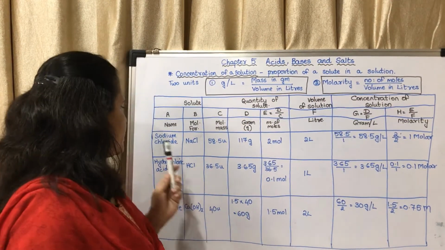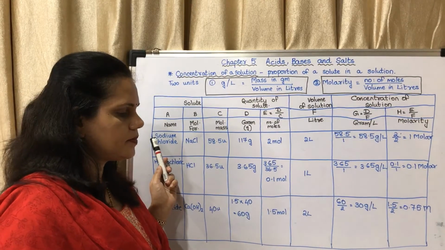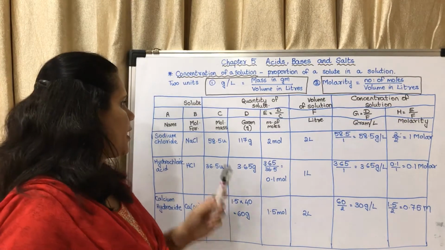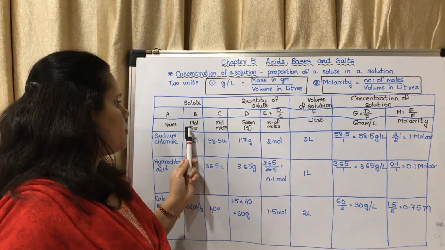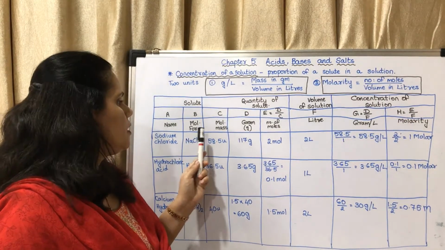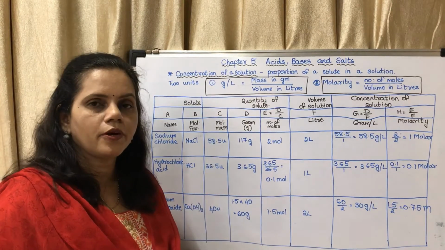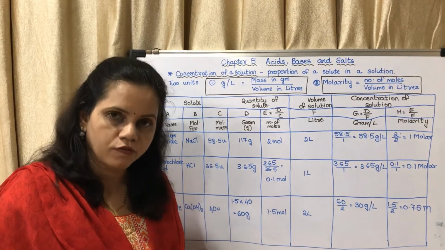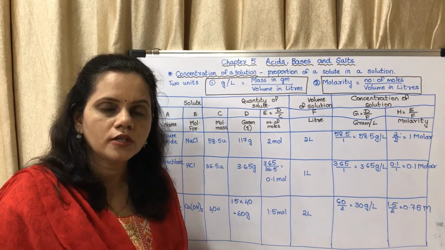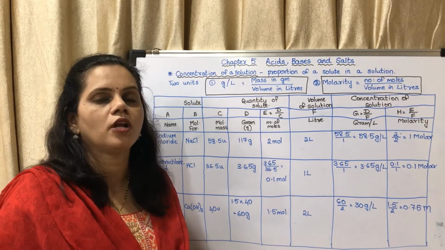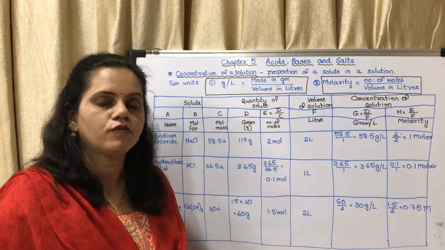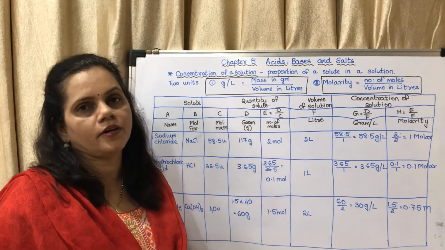Okay. First one is sodium chloride. They have given every value for sodium chloride. The molecular formula is NaCl. Molecular mass is 58.5. This we had calculated in chapter 4. If you don't remember, you go through what is molecular weight and how to calculate molecular weight from chapter 4. It is a very important question.